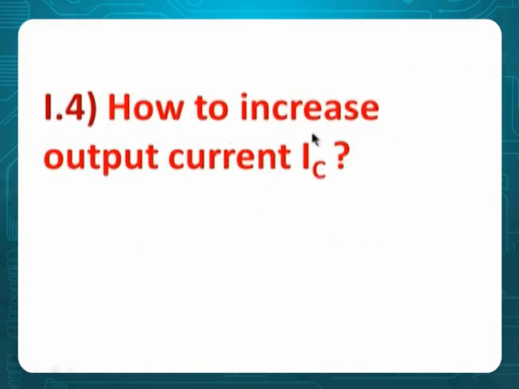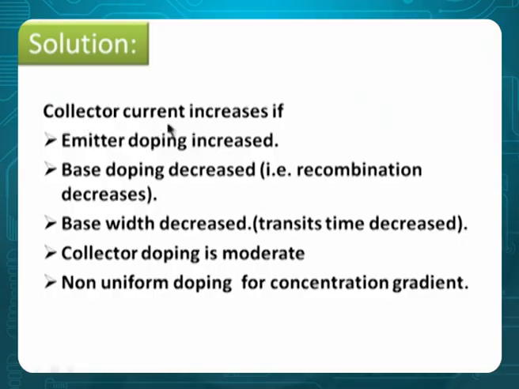How to increase output current IC? I mean, what are the parameters and factors for increasing IC? Look here. Collector current increases if emitter doping increases, first point. Second, if base doping is decreased, the recombination is decreasing and collector current is increasing. Third point, base width also should be decreased.